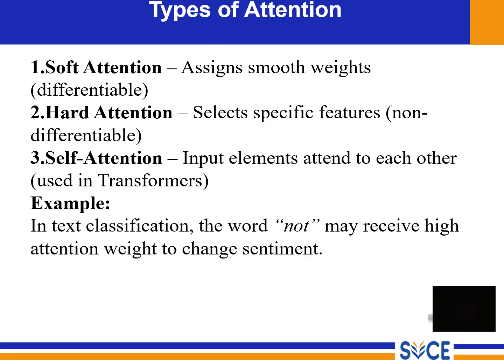Let me ask you, if I say the movie is not bad, what is the sentiment? Positive, right? Why? Because the word "not" changed the meaning of "bad." So self-attention helped the model to catch the nuance, focusing more on "not" in relation to "bad." So that is called the types of attention mechanism.